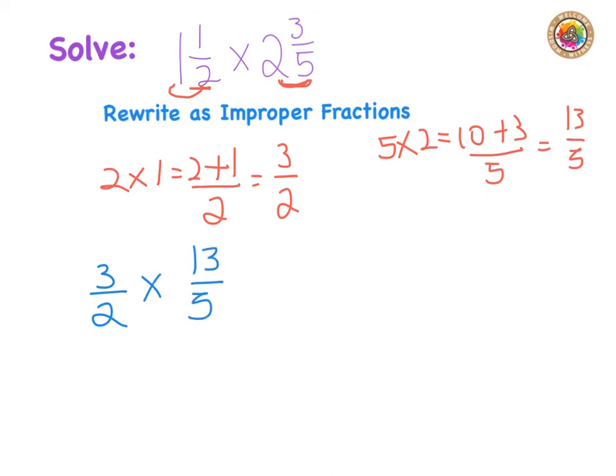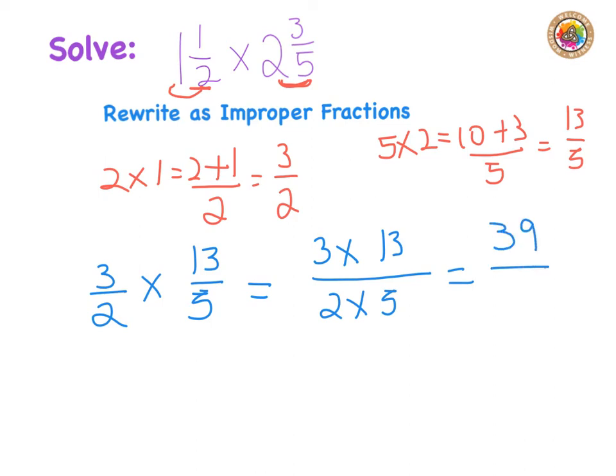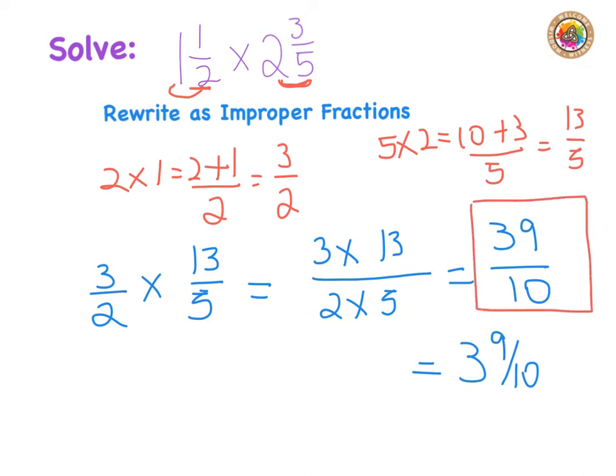13 over 5, and we go back to our original rule of top by top over bottom by bottom. So the top is 3 multiplied by 13 along the top and 2 multiplied by 5 along the bottom. And 3 by 13 is going to give us 39, whereas 2 by 5 gives us 10. Okay, and so we can break that down into 3 and 9 tenths if we rewrite it as a mixed number. However, it is perfectly okay to leave that as 39 over 10.